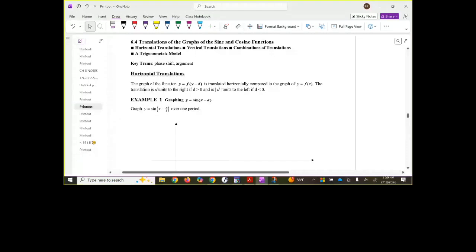So 6.4, y'all, talks about translations of the graphs of sine and cosine function. We're going to talk about something called phase shift, y'all. So what we're going to be doing, we're going to be looking at the same graphs, okay? But from your perspective, we're going to be moving those graphs either to the left or to the right along the x-axis. So we're going to kind of shift it over this way, or we're going to kind of push it over that way, okay?